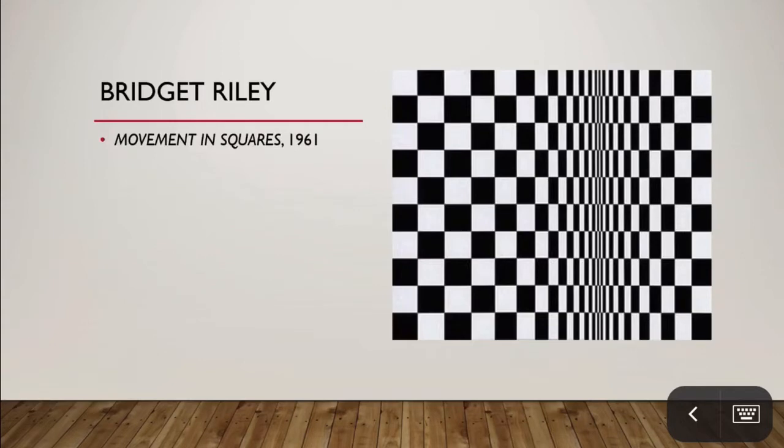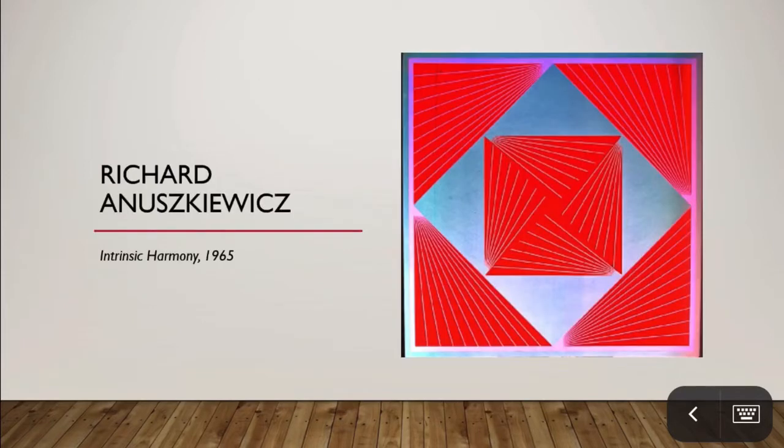Bridget Riley is considered the godmother of the op art movement, a British artist. And again here, these horizontal lines are all straight lines, and the vertical lines are where the spaces become different and give you that illusion. And then the last one, Intrinsic Harmony. And again, there is a lot of measurement that goes into making these lines as well.